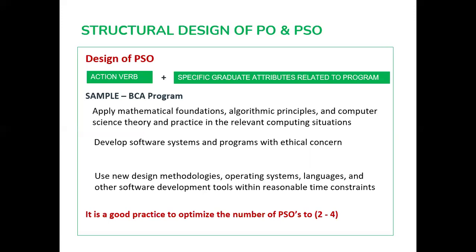I hope you understood the difference between a PO and a PSO. PO is more generic. These are graduate attributes. Whereas PSO is specific to a particular program. For a BCA, it is different. For a BSc Maths, it is different. For a BSc Physics, the PSO will be different.